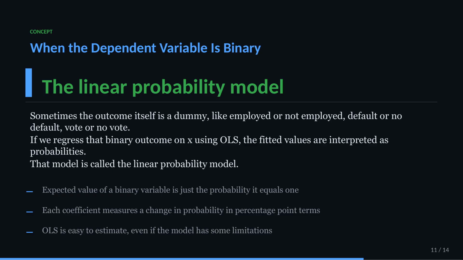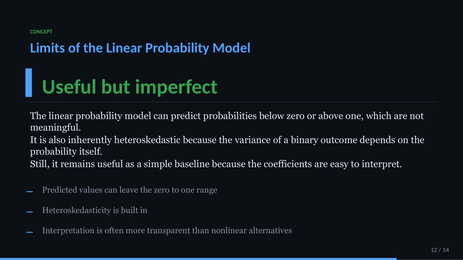The linear probability model is useful, but it has limits. Because it is linear, predicted values can fall below 0 or above 1, which obviously makes no sense as probabilities. It is also automatically heteroscedastic, because the variance of a binary variable depends on its probability. So OLS is not perfect here. Still, the model remains popular as a first pass because it is easy to estimate, easy to explain, and often surprisingly informative as a baseline.